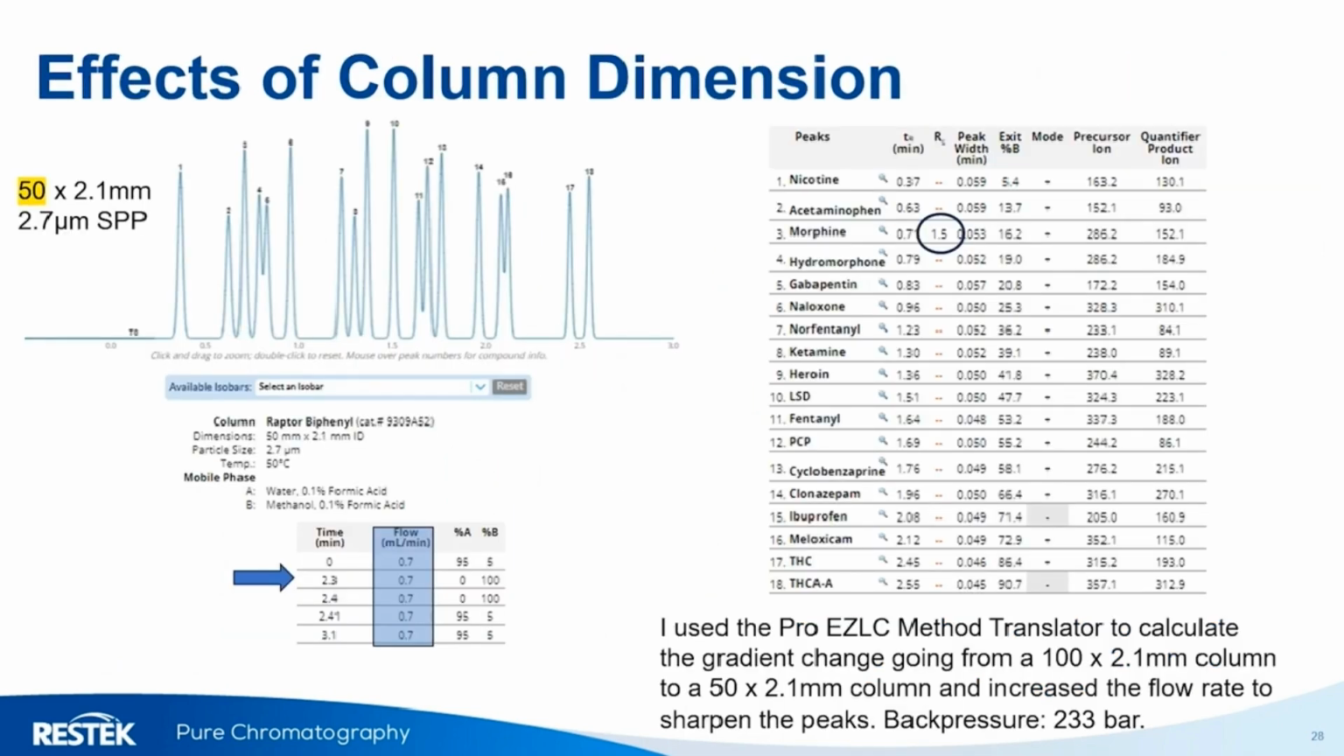Another variable that we can look at with the modeling software and method development is the effects of column dimension. So I optimized this method on a 100 by 2.1 millimeter Raptor biphenyl with a 2.7 micron superficially porous particle, and methanol as my mobile phase, water methanol with 0.1 formic acid. And if I just go in and change the dimension in the modeler, I can see what the net effect of going to a 50 millimeter by 2.1 millimeter column would be.